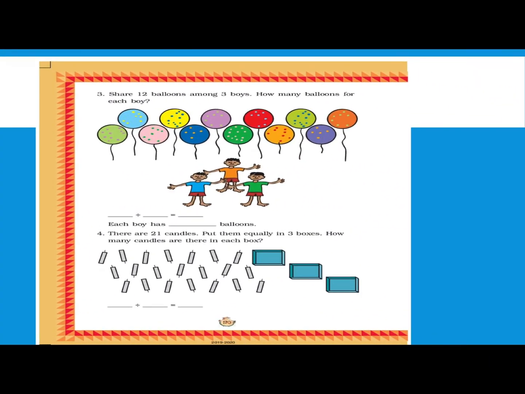Now share 12 balloons among 3 boys. How many balloons for each boy? 12 divided by 3, that is equal to 4. Each boy has 4 balloons. There are 21 candles. Put them equally in 3 boxes. How many candles are there in each box? 21 candles are there and there are 3 boxes. So in each box 7 candles can be kept. So 21 divided by 3 is equal to 7.